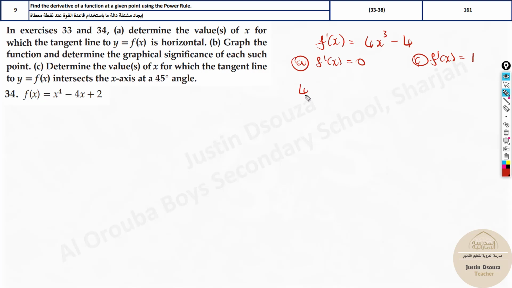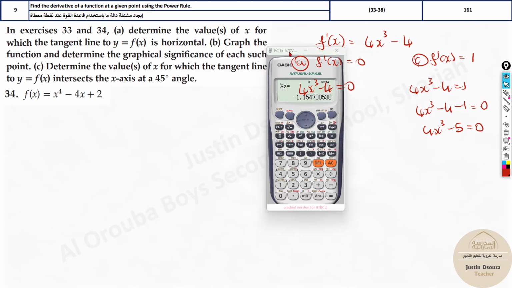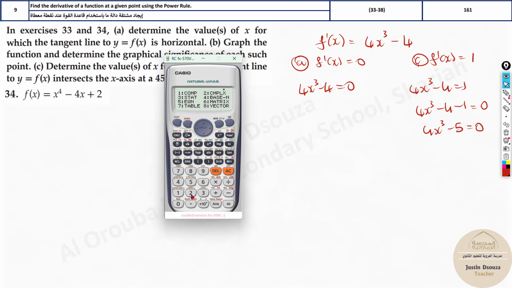Now substitute over here, 4x cube minus 4 equals 0. Put it in the calculator. Over here it is 4x cube minus 4 equals 1. Take this 1 to the other side, it will be minus 4 minus 1, it will be minus 5. Should have written it directly. 4x cube minus 5 equals 0. Just use your calculators to solve it now. You will get mode, then 3.